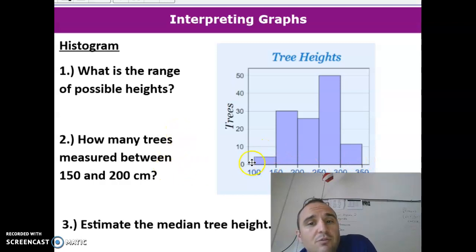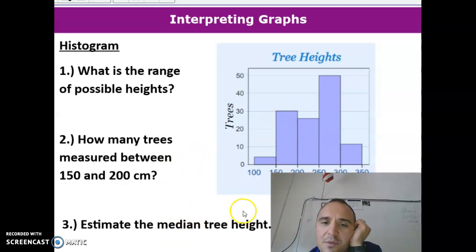How many trees measured between 150 and 200? So the measurements there would be 30 plus about 25, so roughly, approximately. How many trees measured between 150 and 200 centimeters? That would be roughly 55.